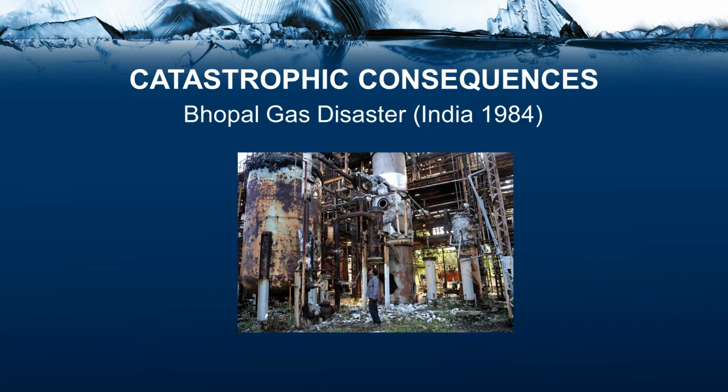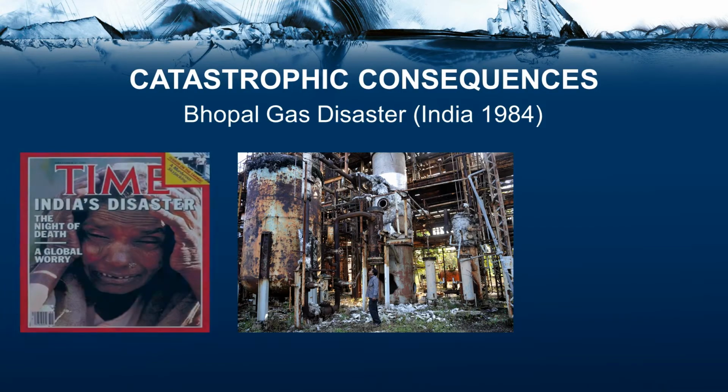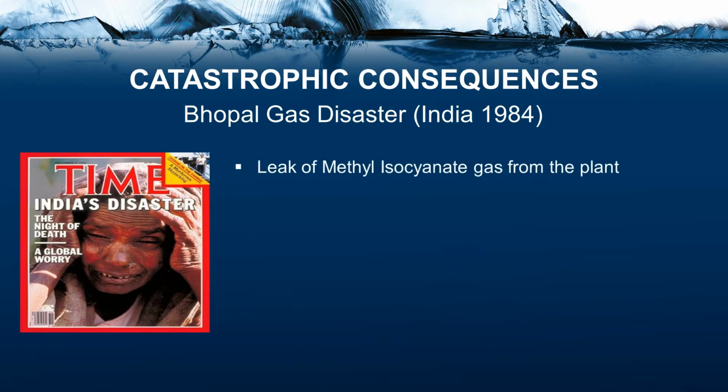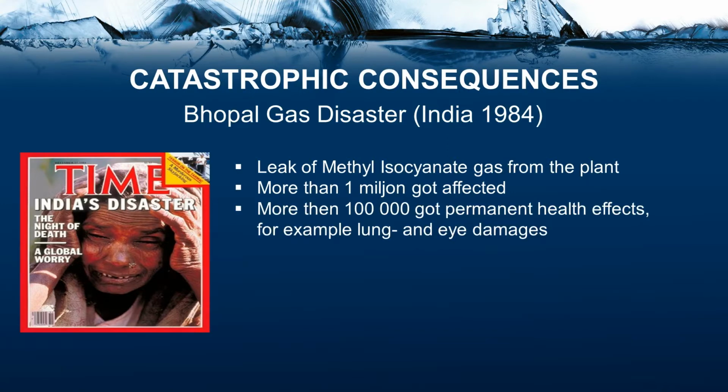The most critical one is the Bhopal gas disaster. This happened some 35 years ago, and still people are suffering from this. It happened in India. This was a chemical plant disaster, and it happened due to the leak of methyl isocyanate gas from the plant, leading to at least, people say, more than 1 million people being affected. Still people are dying due to the impact of that gas leak. Statistics from studies have shown that more than 100,000 people have got permanent health effects, lung and eye damage, lung cancers.